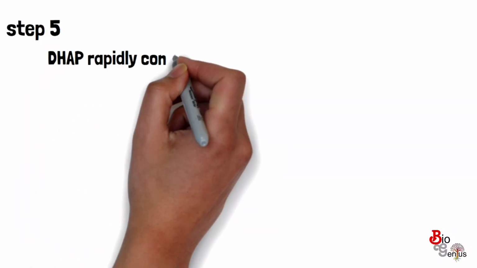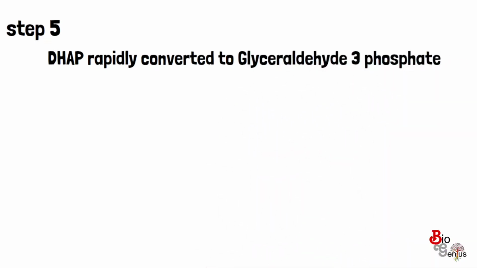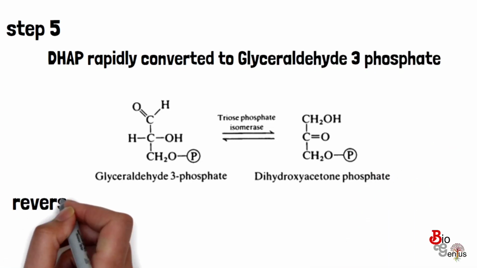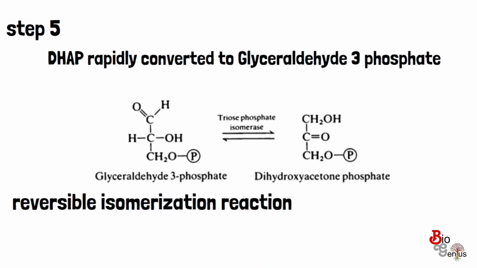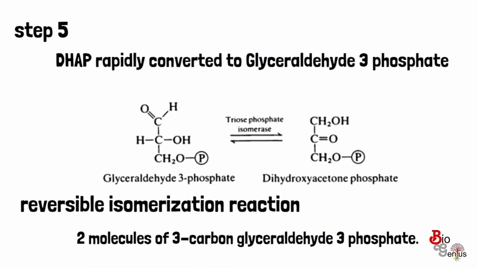Step 5. DHAP is rapidly converted to glyceraldehyde 3-phosphate with the help of triose phosphate isomerase enzyme. This is a reversible isomerization reaction, just like step 2. So now there will be 2 molecules of 3-carbon glyceraldehyde 3-phosphate.